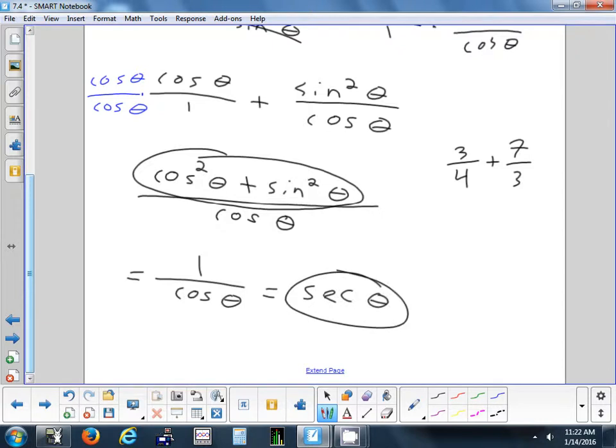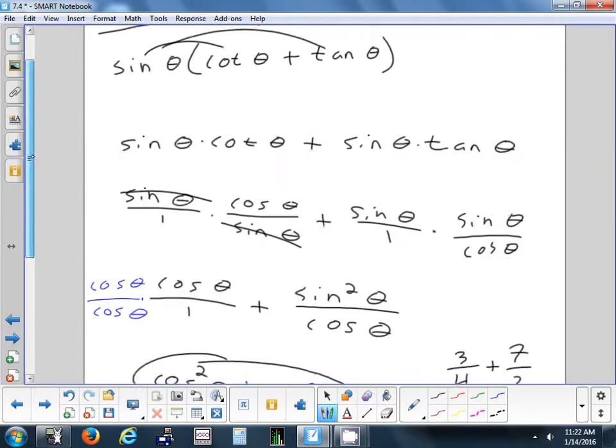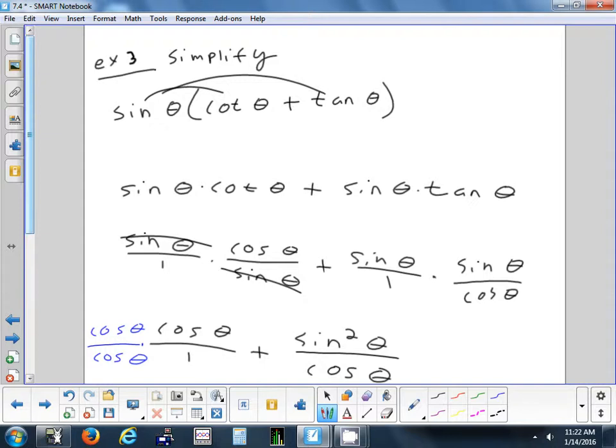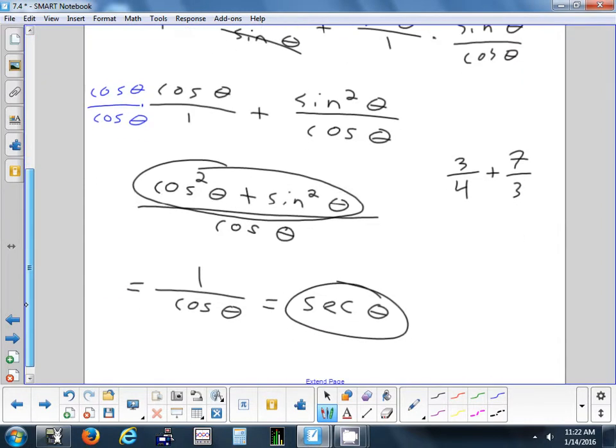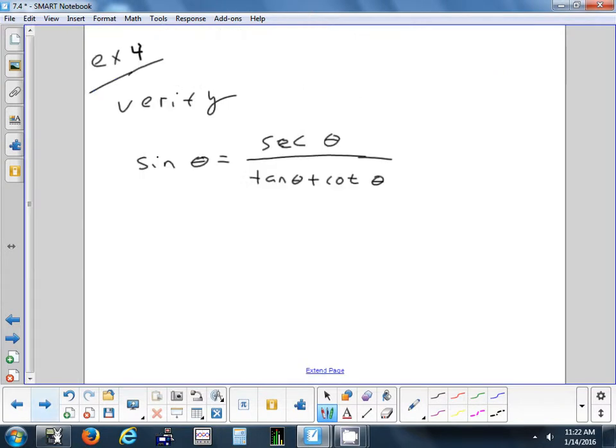Sometimes you end up with a very simple, very nice answer, even though you started out with something that was pretty complex. So all of that just reduces to secant. Any questions on that? Probably not the only way to do this problem, but I'm not sure that there's a faster way. With identities, there's multiple ways to get to the answer. Generally, we try to do it as efficiently as we can.